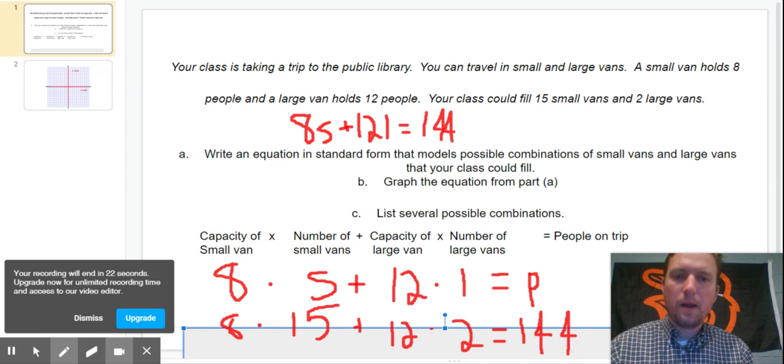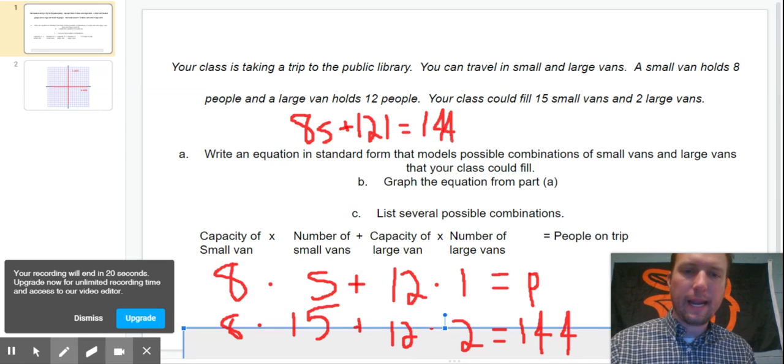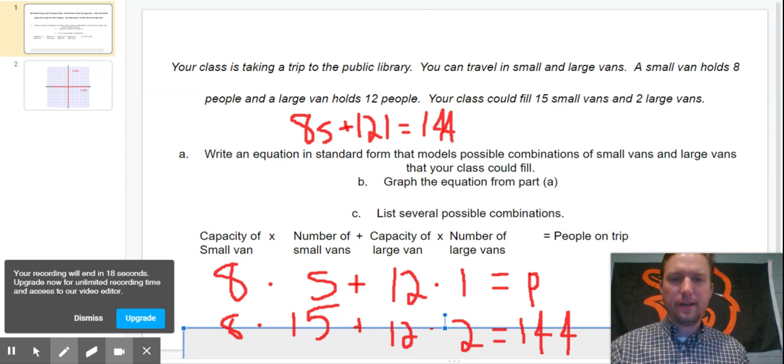This is part 1. In part 2, I'm going to come back and we're going to answer letter B and letter C. How would we then graph this, and what would be other possible combinations? See you in a second.